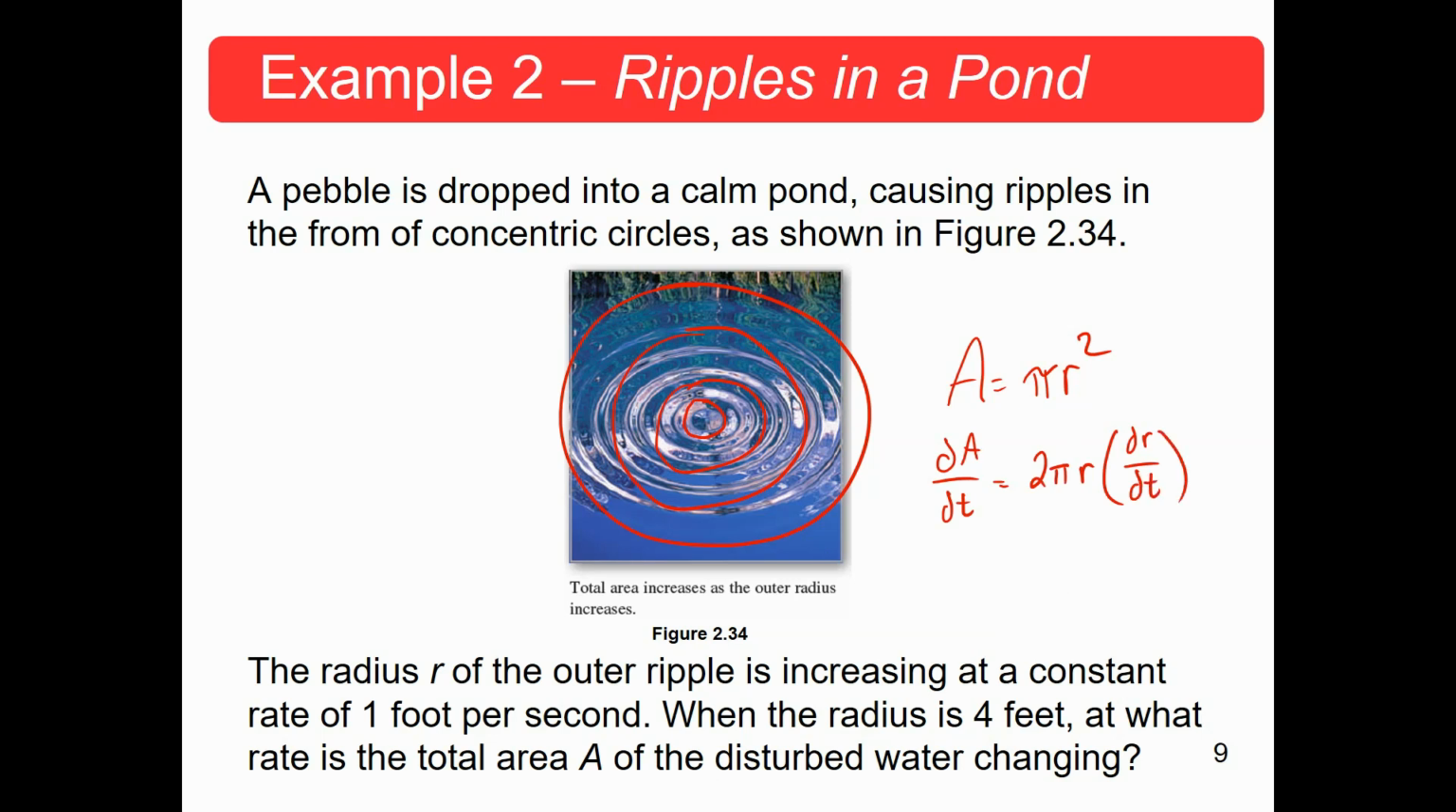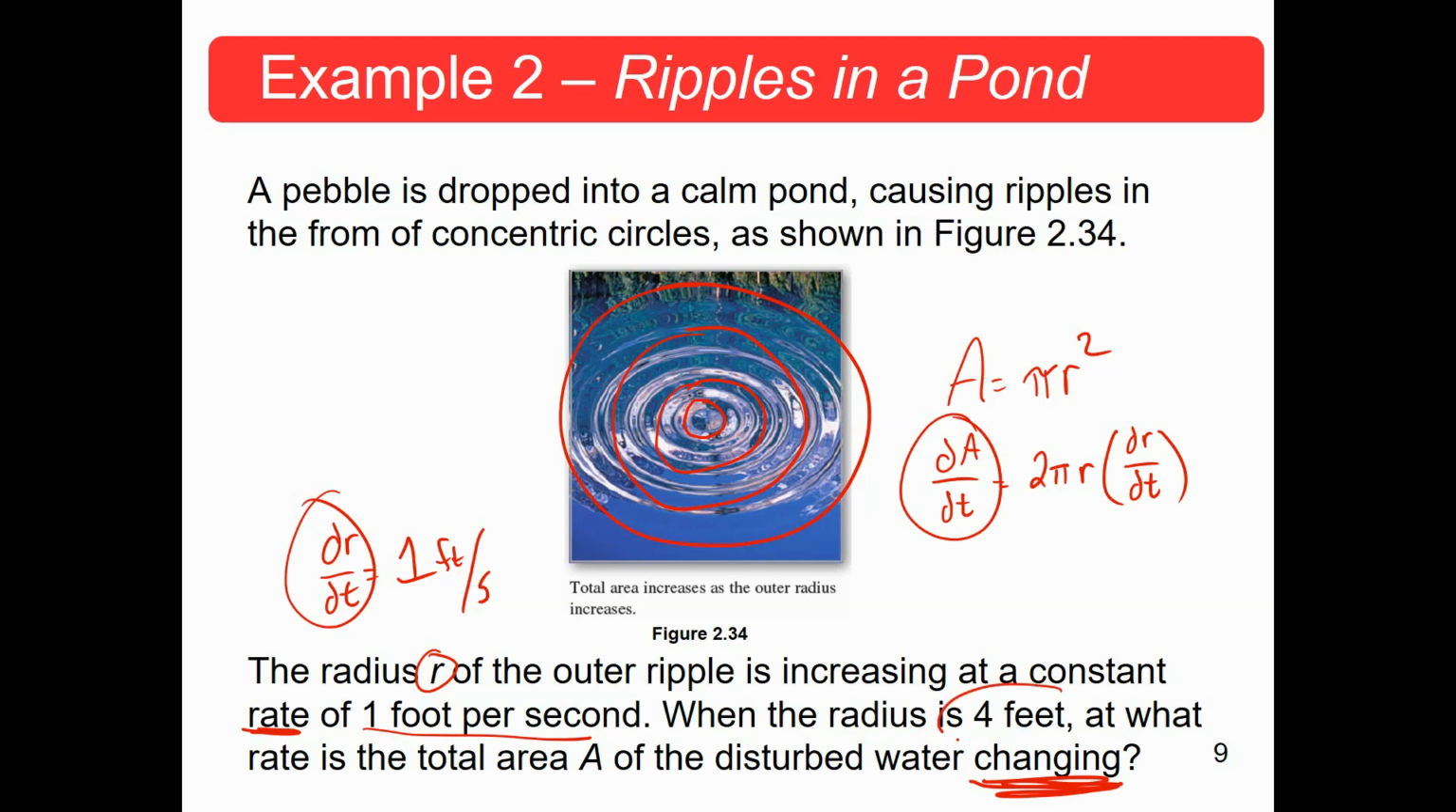Now we're given that the radius is increasing at a constant rate, 1 foot per second. That means dr dt equals 1 foot per second. So we want to know, when the radius is 4 feet, how is A changing? Changing means rate, right? The rate of change. We're looking for dA dt, when dr dt equals 1 and r equals 4.